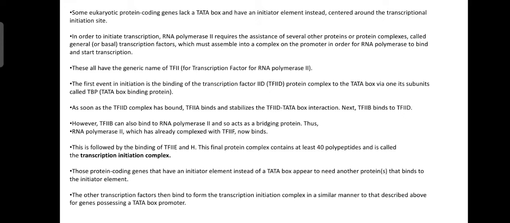The genes which have the TATA box promoter also need to form this transcription initiation complex. And the genes which lack the TATA box also need to form this transcription initiation complex with the help of other proteins. These are the differences between genes which have the TATA box and which lack the TATA box. I hope you understand.